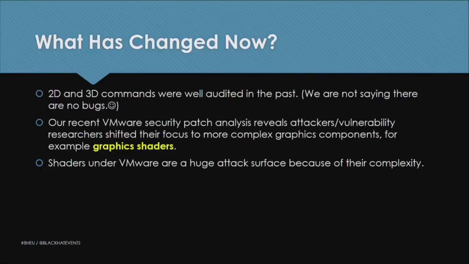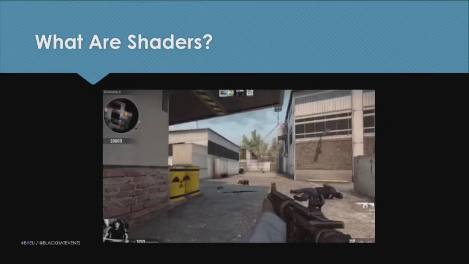The bug we have just discussed was mainly in the FIFO command handler. But when analyzing VMware patches in recent days, we have noticed a certain shift in focus. Vulnerability researchers have shifted their focus to more complex graphics components, for example graphics shaders. Shaders under VMware are a huge attack surface because of their complexity.